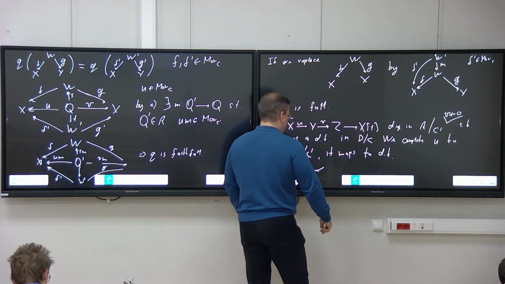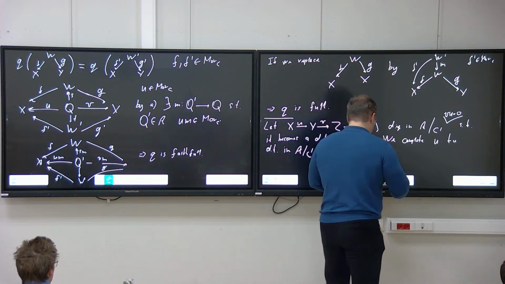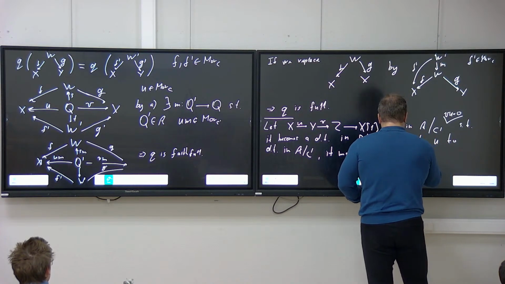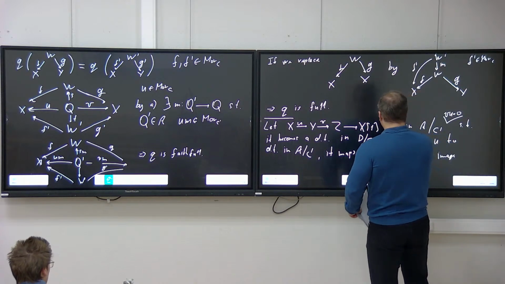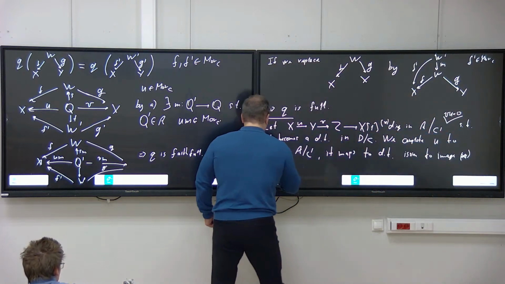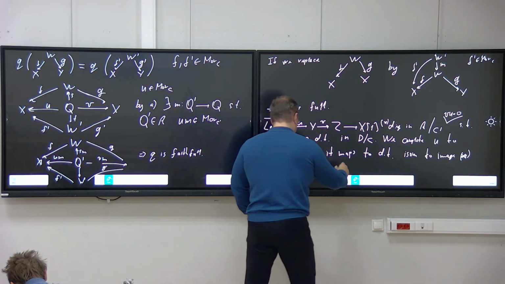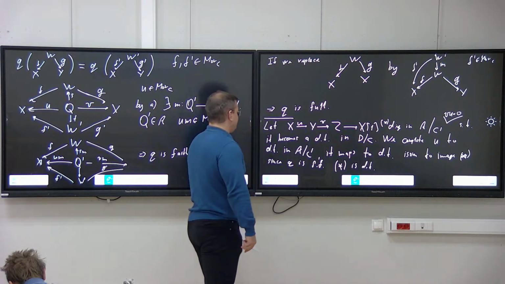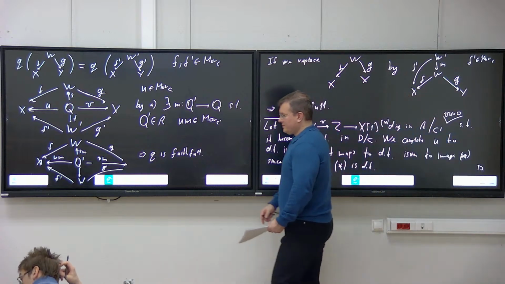This property is clear since Q is a triangulated functor. So it maps to a distinguished triangle isomorphic to the image of this diagram. Call this star, the image of this star. And since Q is fully faithful, star is a distinguished triangle. So this follows from the fact that we have a fully faithful functor.